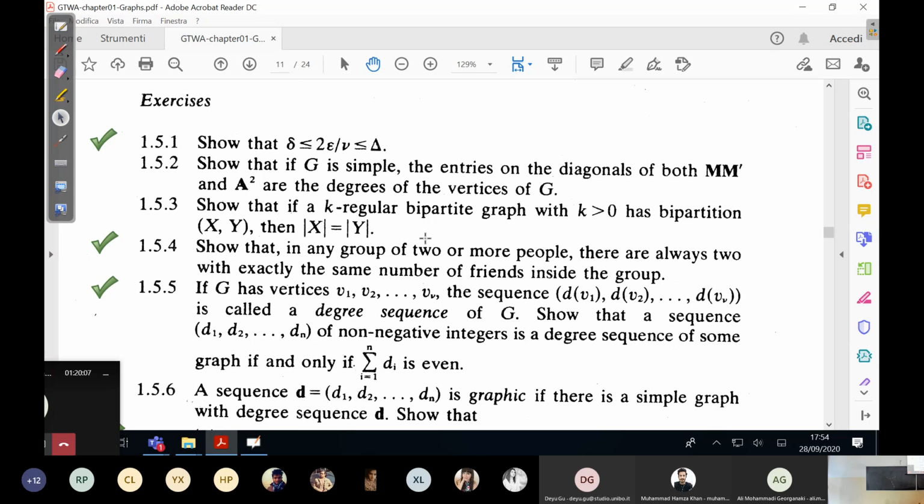Oh, I like this very much. Show that in any group of 2 or more people, there are always 2 with exactly the same number of friends inside the group. Okay?